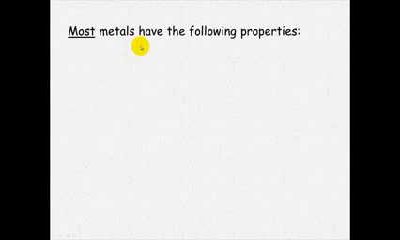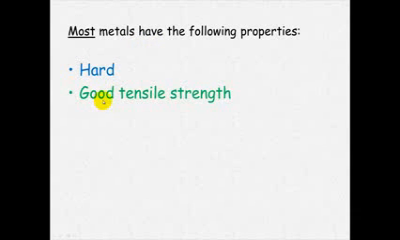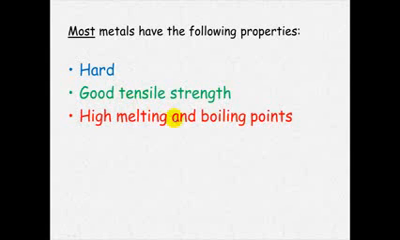Most metals also have the following properties: that they're hard, that they've got good tensile strength, and by tensile strength we're talking about the ability to withstand a pulling force. They've got high melting and boiling points, and they've got a high density. Now, as I said, most metals have those following properties.